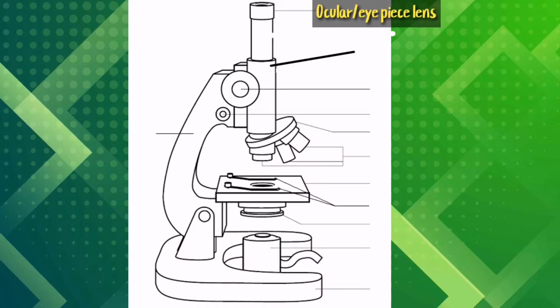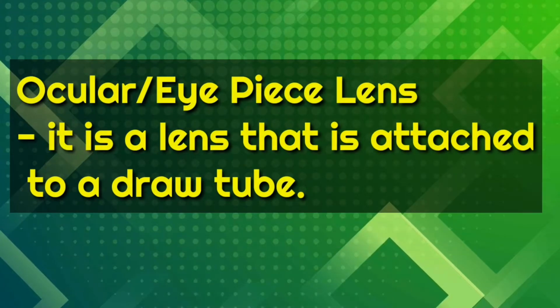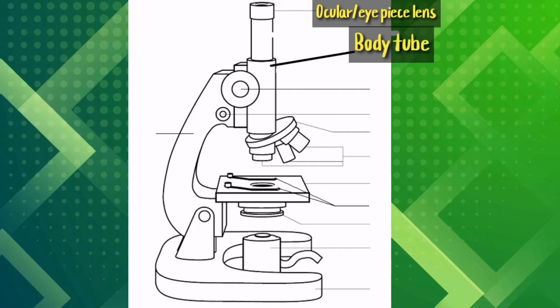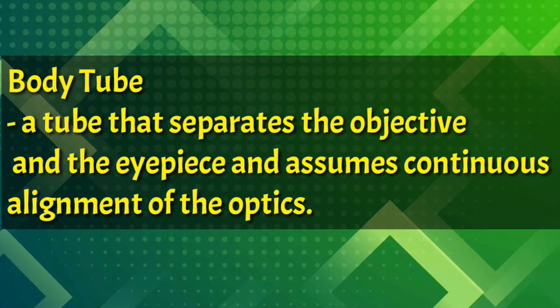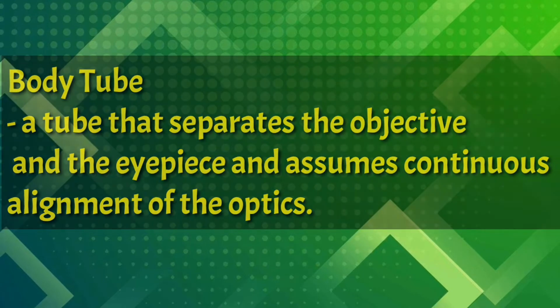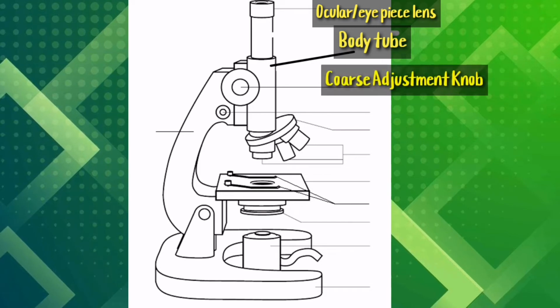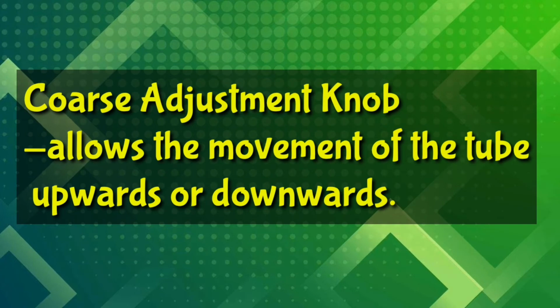Let's start with the ocular or eyepiece lens. The ocular or eyepiece lens is a lens that is attached to a draw tube. We also have the body tube. The body tube is a tube that separates the objective and the eyepiece and assures continuous alignment of the optics. We also have the coarse adjustment knob. It allows the movement of the tube upwards or downwards.